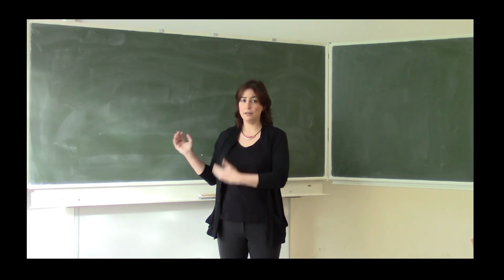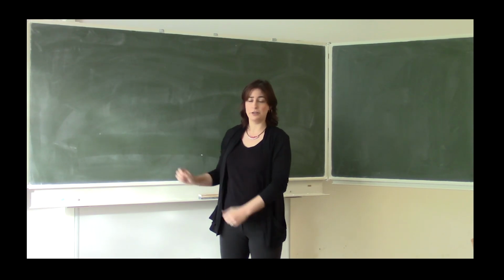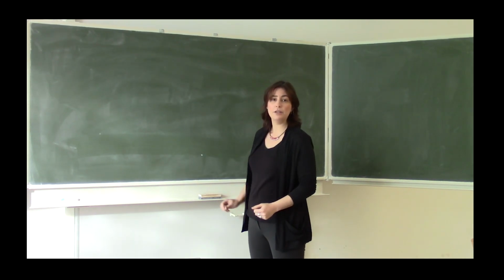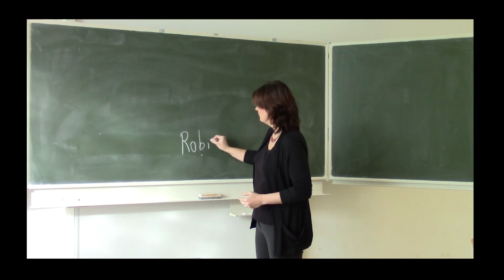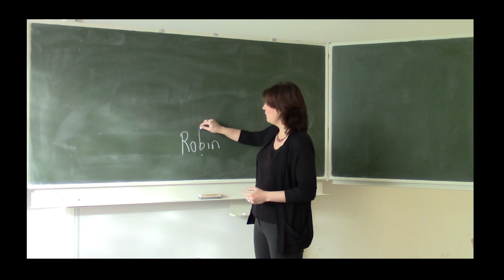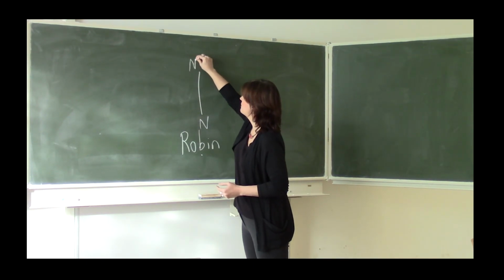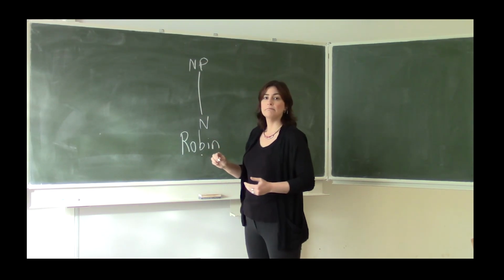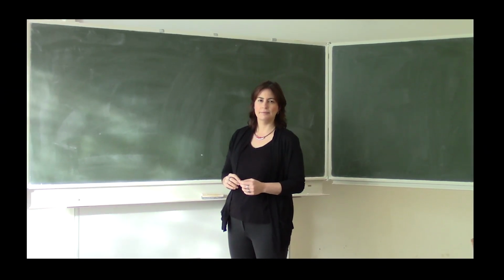Okay, so here we're in the classroom again, and I have my board. I'm happy. Let's draw some trees. The first one that you have is Robin. Robin is a noun, and as such, it has its own noun phrase. And that's it for this tree. The next tree is the picture.